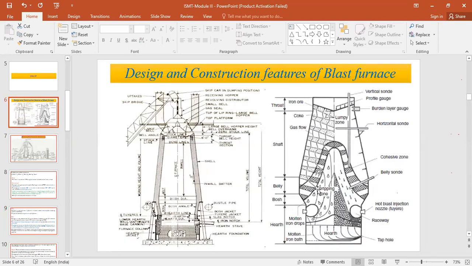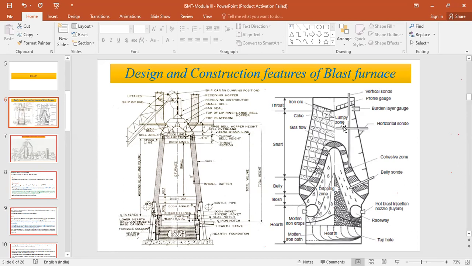So you can see in this particular picture, the wash part, where the burden undergoes softening and melting, because of the cohesive zone. The top part indicates the start of the cohesive zone, that is the start of the softening, and the bottommost layer, that is the end of the cohesive zone, represents the melting of the burden. So whatever material drops down from the cohesive zone will be in liquid form.